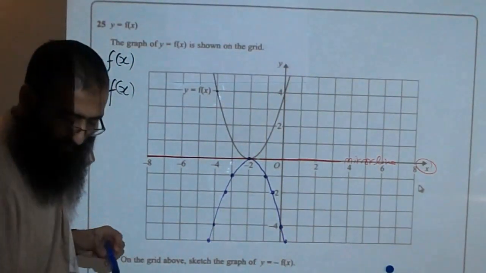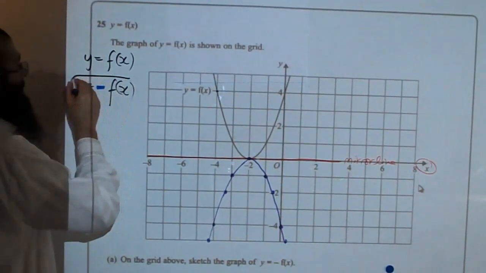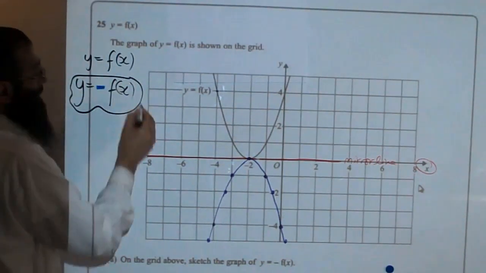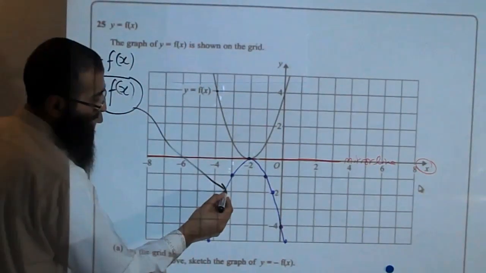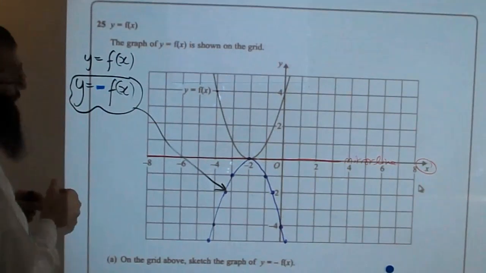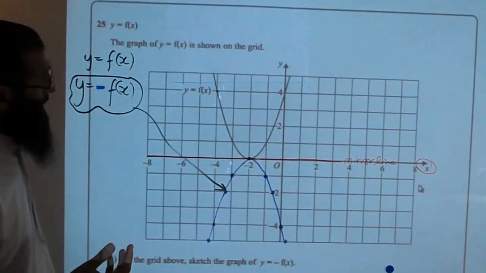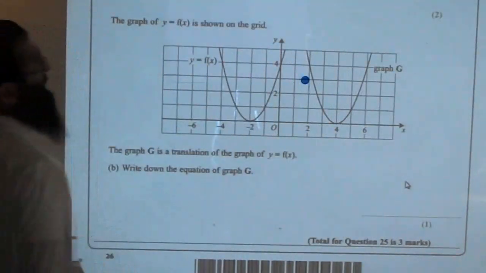So we now have y is equal to minus f of x. That's the first part done. Now we need to move the graph up to show you the second part. Here comes the second part of the question.